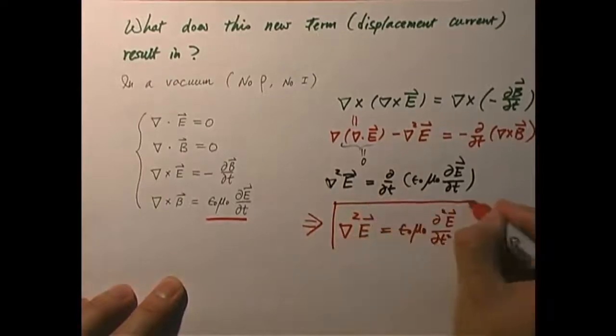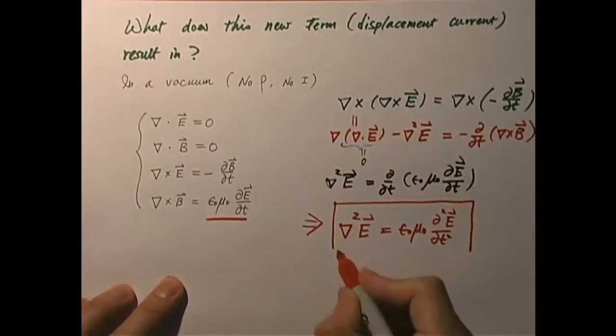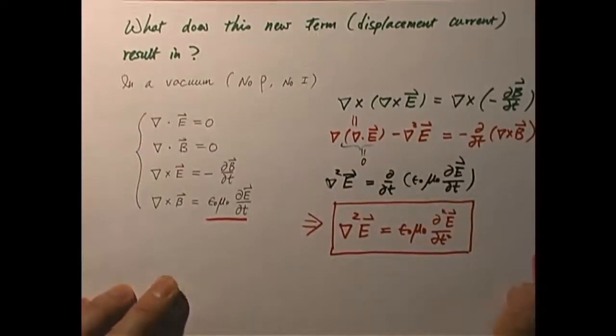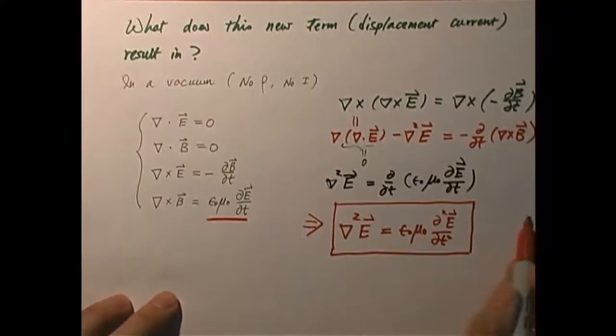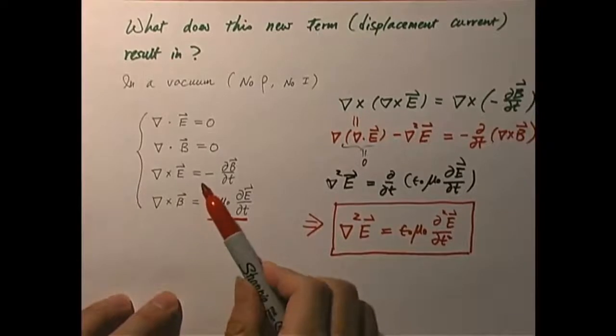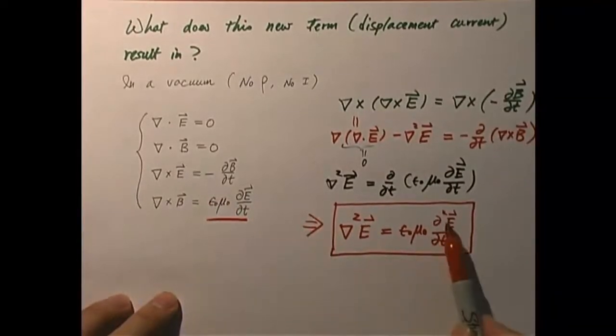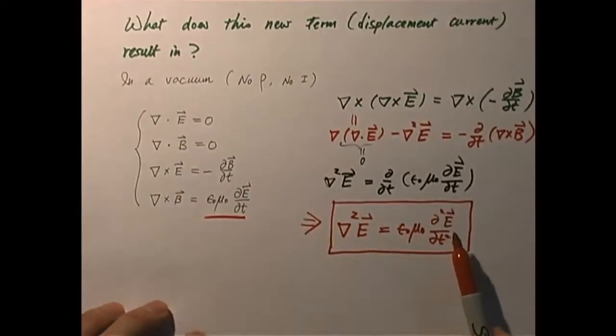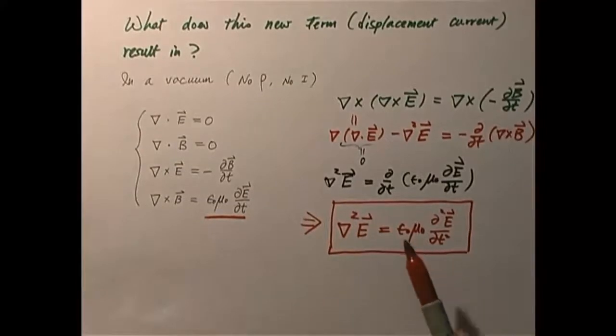Okay, this equation, as you can see here, has only one unknown function. That's E. B is gone. Now the price I paid was that I had to turn a first order equation into a second order equation. You have second order derivatives. Does this equation look familiar to you?